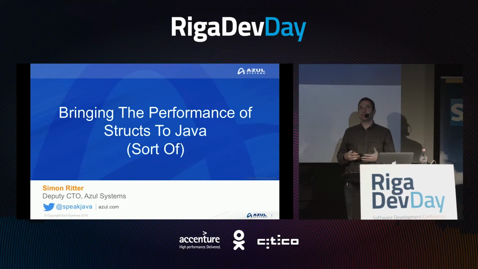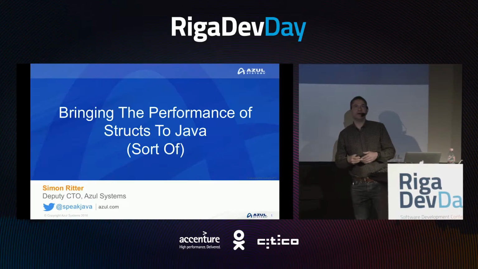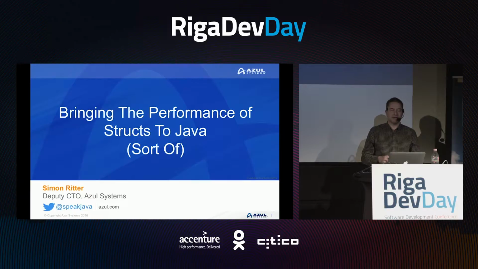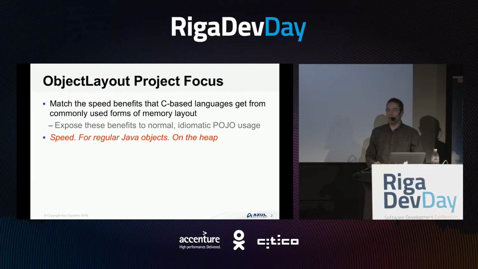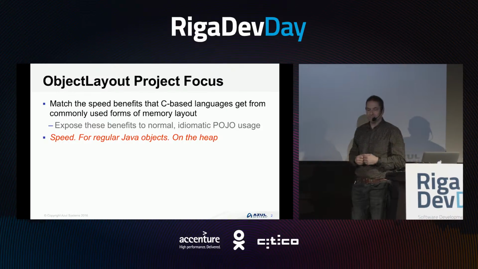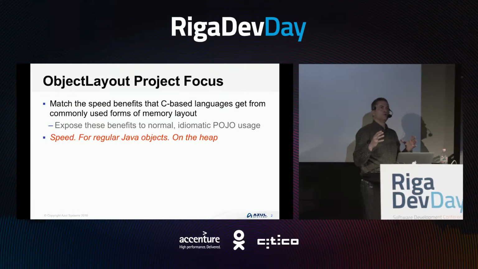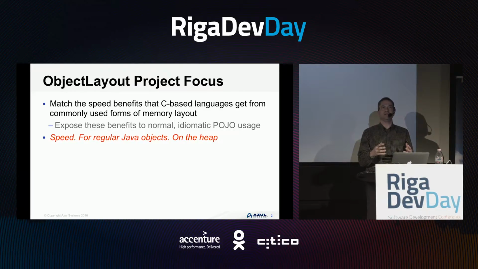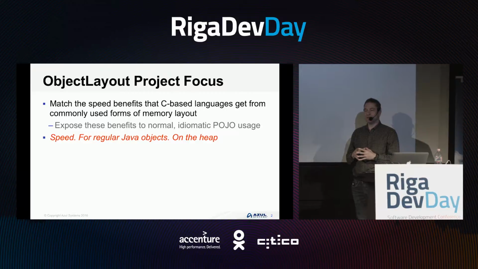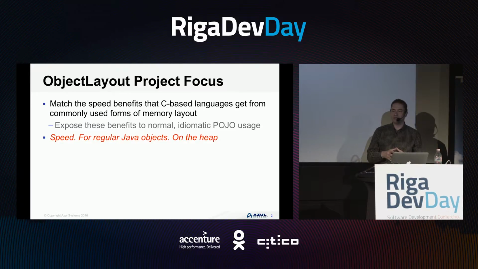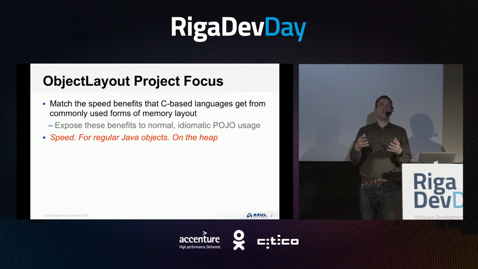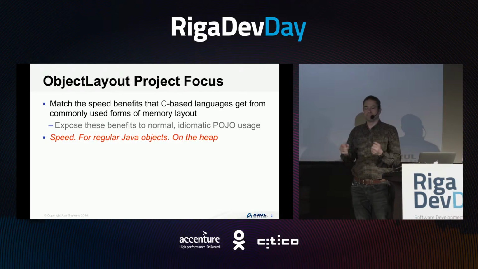And this presentation is all about a project that was started by the CTO at the company that I now work for, Azul Systems. It's called the Object Layout Project. The goal of this project is to try and match the speed that you get in languages like C and C++ from some commonly used memory layout schemes.